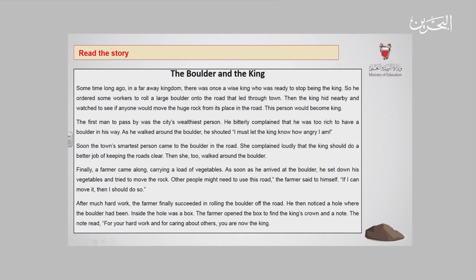Finally, a farmer came along, carrying a load of vegetables. As soon as he arrived at the blunder, he set down his vegetables and tried to move the rock. "Other people might need to use this road," the farmer said to himself. "If I can move it, then I should do so." After much hard work, the farmer finally succeeded in rolling the blunder off the road. He then noticed a hole where the blunder had been. Inside the hole was a box. The farmer opened the box to find the king's crown and a note. The note read, "For your hard work and for caring about others, you are now the king."